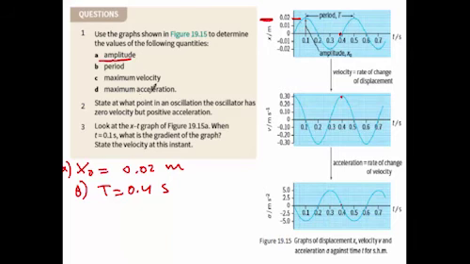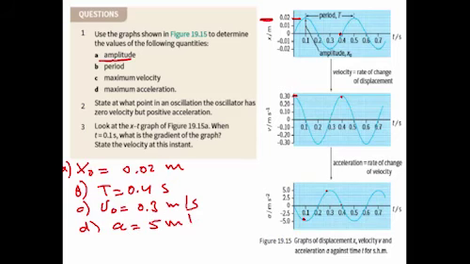What about the maximum velocity? Here we have the maximum velocity, which is 0.3. So v naught or v max equals 0.3 meter per second. What about the maximum acceleration? We come here. This is the maximum acceleration, which is 5 meter per second square.